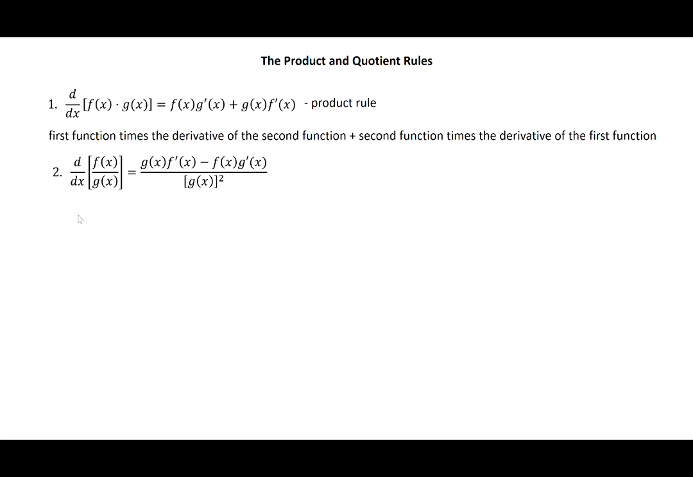Cool. What is d/dx of f of x over g of x? It is g of x, the denominator, times the derivative of the numerator, minus the numerator times the derivative of the denominator, all over the square of the denominator. Cool? This is the quotient rule. And some people remember this as low d high minus high d low over low low.